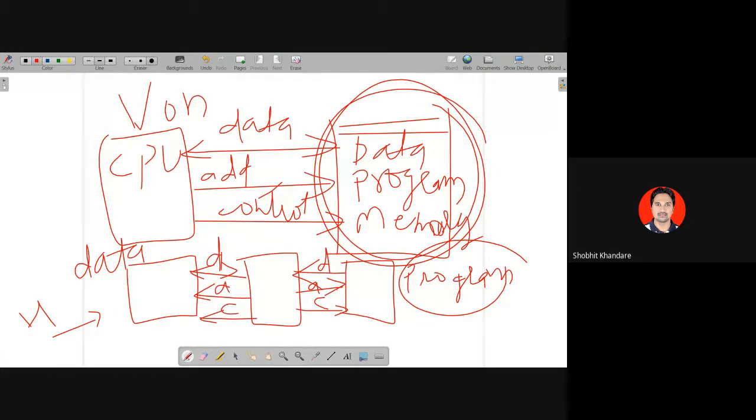So we can access the data memory as well as program memory at a time in Harvard architecture. But that is not the case in von Neumann architecture. If I want to access the data, then the data will be accessed first, and then we can access the program memory, or vice versa, but not both at a time. That is a major difference between Harvard and von Neumann architecture.